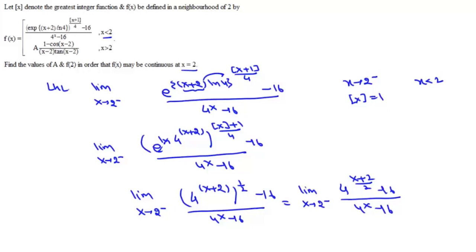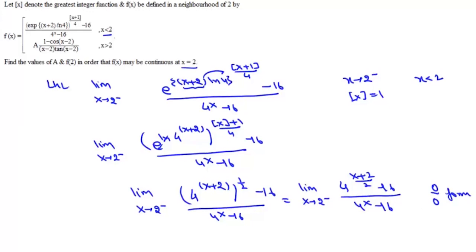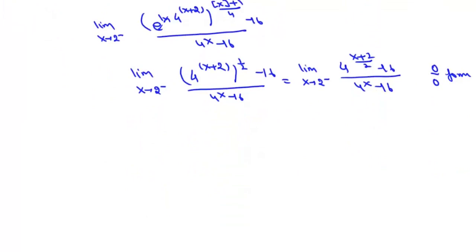Now we'll solve this limit. First we'll check its form. If we put x as 2 negative, this is 4 square 16, 16 minus 16 is 0. And this again is 4 square 16, 16 minus 16 is 0. So this is the 0 upon 0 form. And if it is 0 upon 0 form, we'll use L'Hopital's rule.